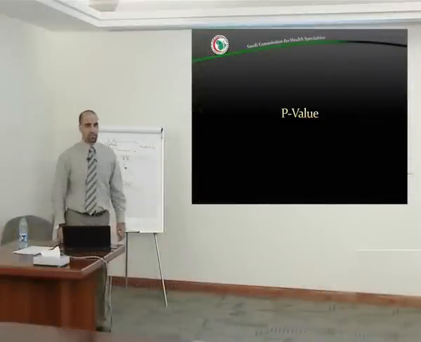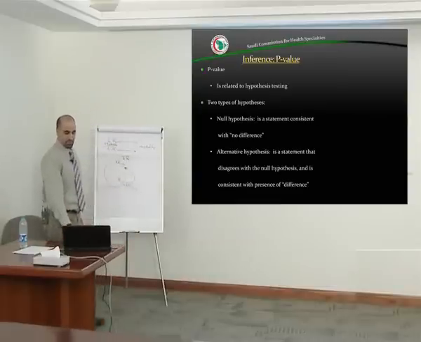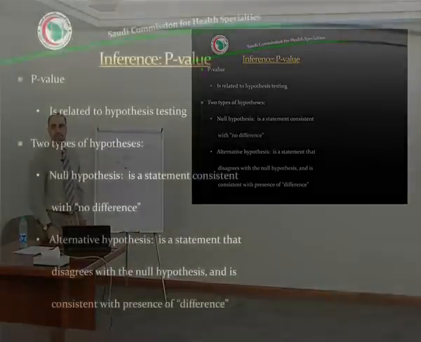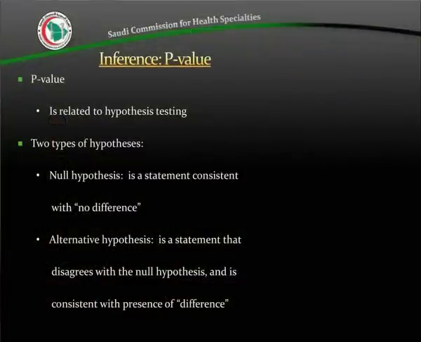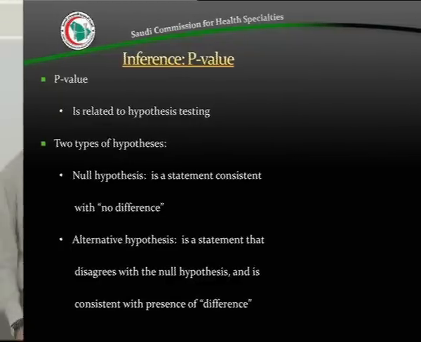The second type of inferential statistics is the p-value. What do we mean? The p-value is related to a hypothesis test. What is a hypothesis? A hypothesis is a statement, usually one that a researcher comes up with, which is not confirmed. So according to the data, according to the study or the research, they either confirm it or reject it.